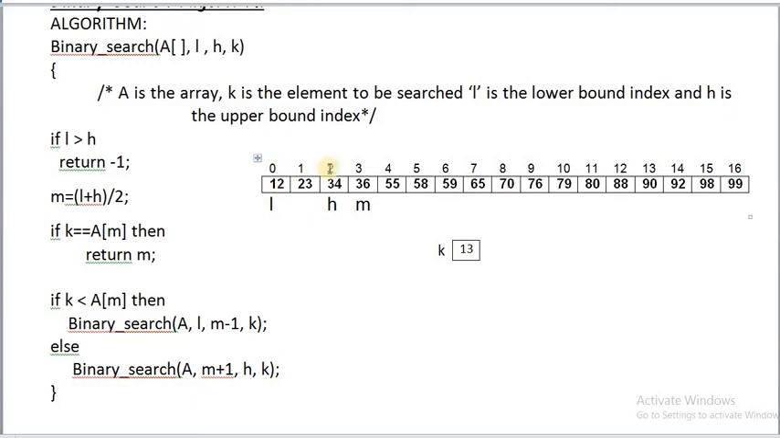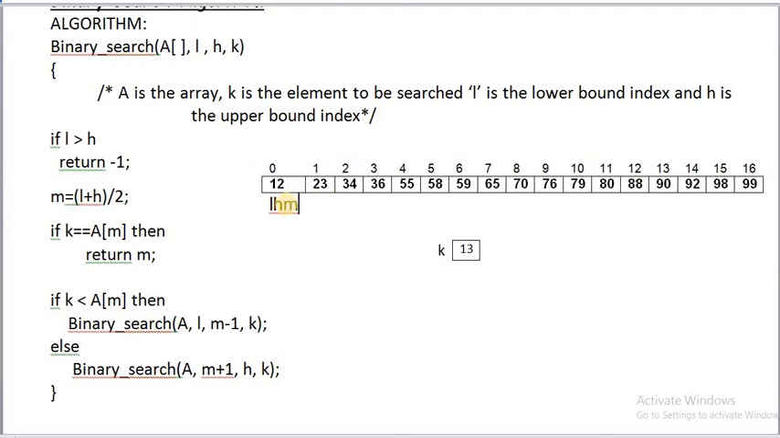Again calculate: 0 plus 2. 0 is not greater than 2, so this statement is not executed. Again we have to calculate M: 0 plus 2 by 2 is 1. M is here. This 13 is not matched with 23. So again 13 is less than 23, and we continue the search on the left side. Again the H value is here. If you calculate the M value again, you get 0.